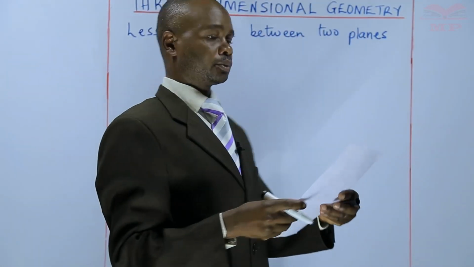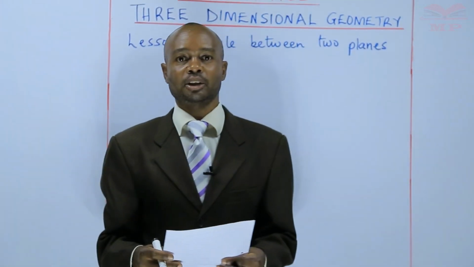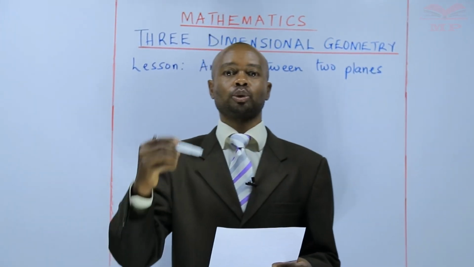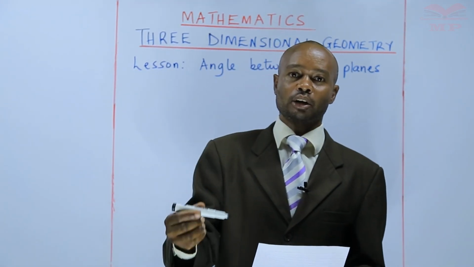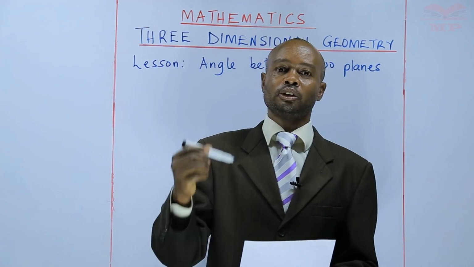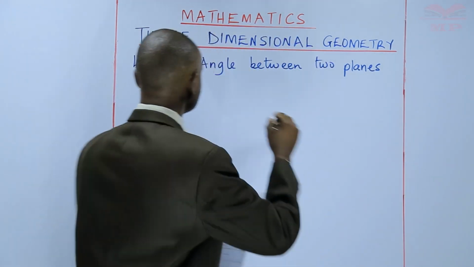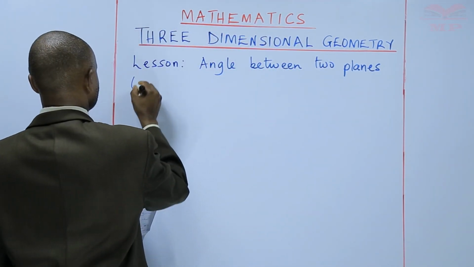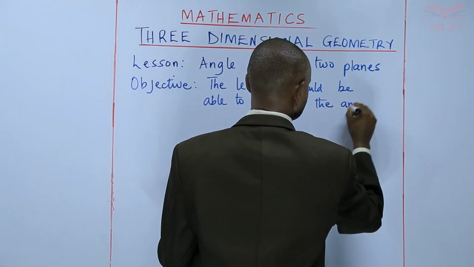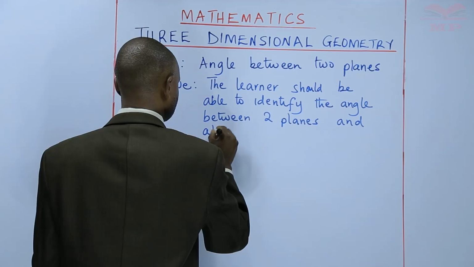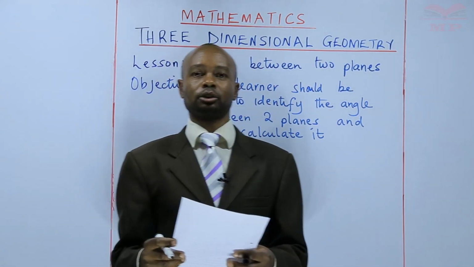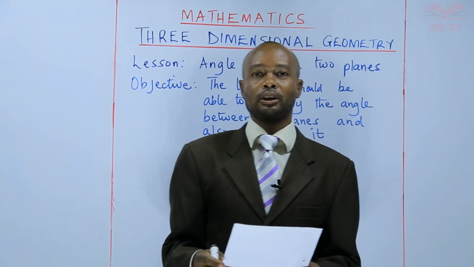As usual, our lesson should have an objective. At the end of this lesson, the learner should be able to identify an angle between any two given planes and also calculate it. So we have our objective.